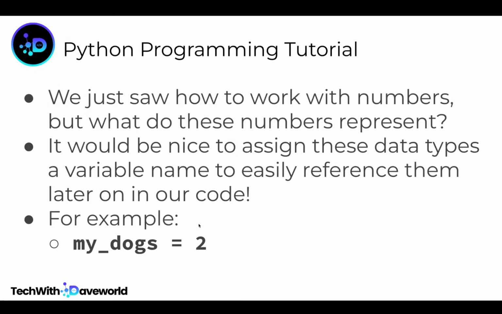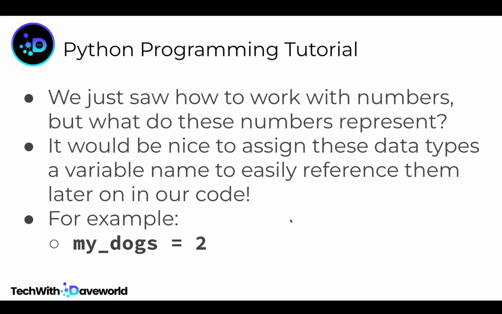So basically, it would be nice if we can assign these data types a variable name to easily reference them later on in our code. Trust me, if they aren't variables in Python, there's no way we are going to be referencing our code over and over again, right? So if we actually want to reference our code later on, it will be very nice if you can store them inside a variable name.